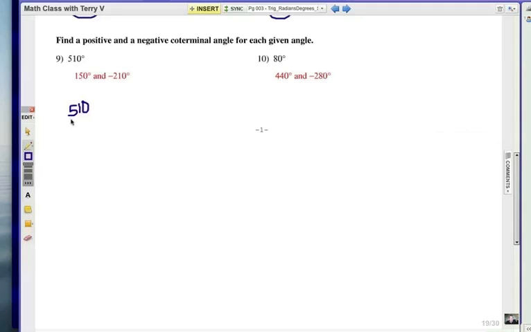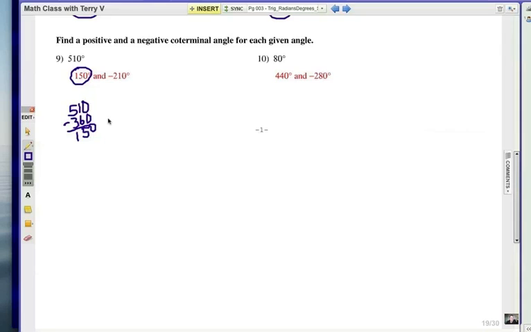All right, number 9. Notice how 510 degrees is way more than one complete spin around. So let's go ahead and subtract a spin, which is 360 degrees, from that, and that will give us 150 left over. So that's where we get that coterminal angle.